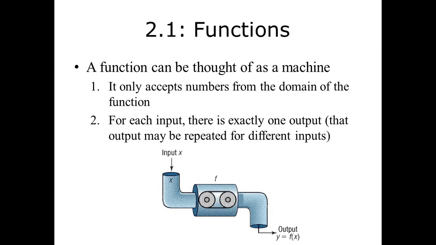You can think of a function as a machine. It only accepts numbers from the domain of the function, and then for each input there is exactly one output. And as we saw before, that output might be repeated for different inputs. So basically you pick a value x that's in the domain of the function, you put it into the function, you perform some operations, and you get an output value.